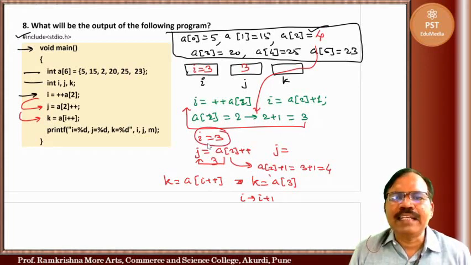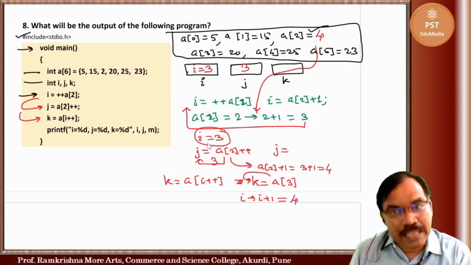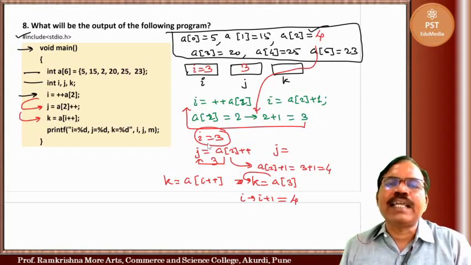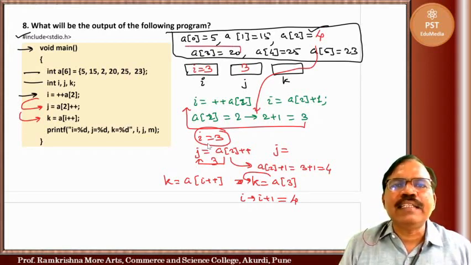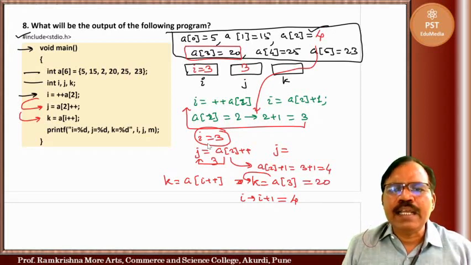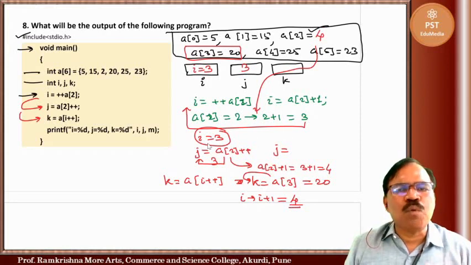So A3 is given to K, and then I is increased by 1. So I will become 4 after assigning the value of A3. What is A3? A3 is 20. So K is 20 and now I will become 4.